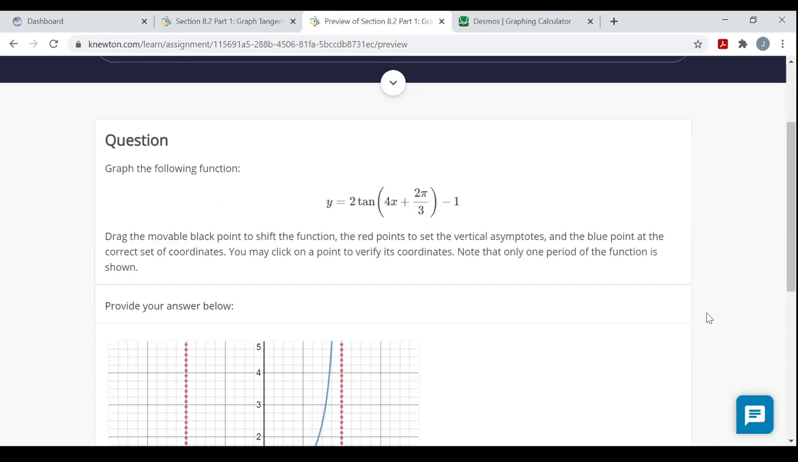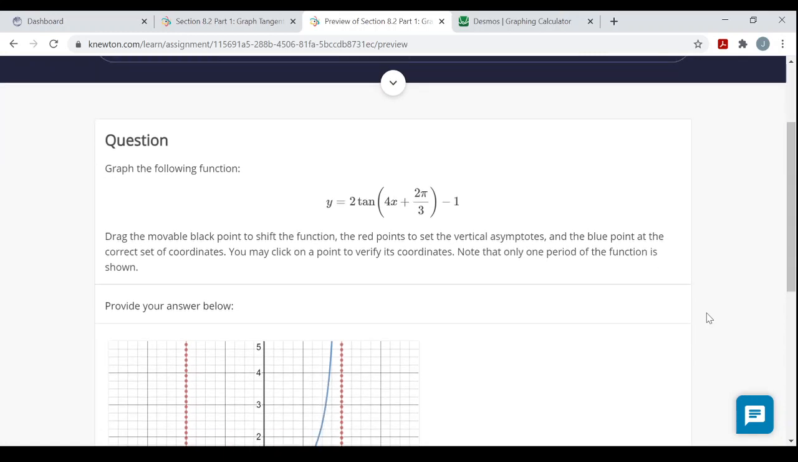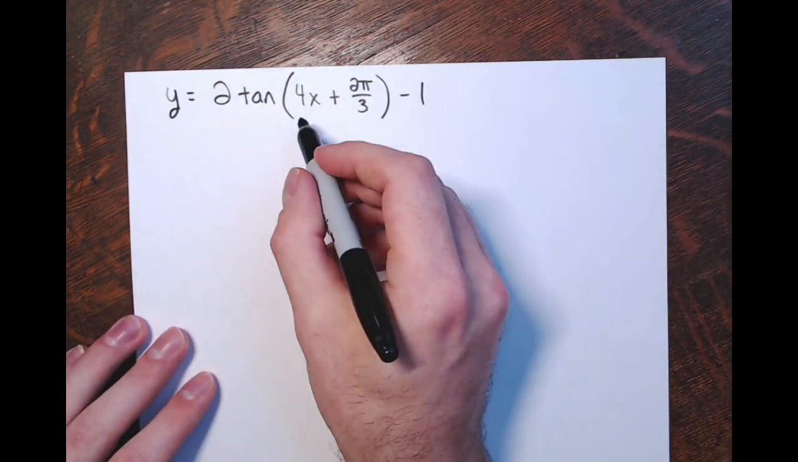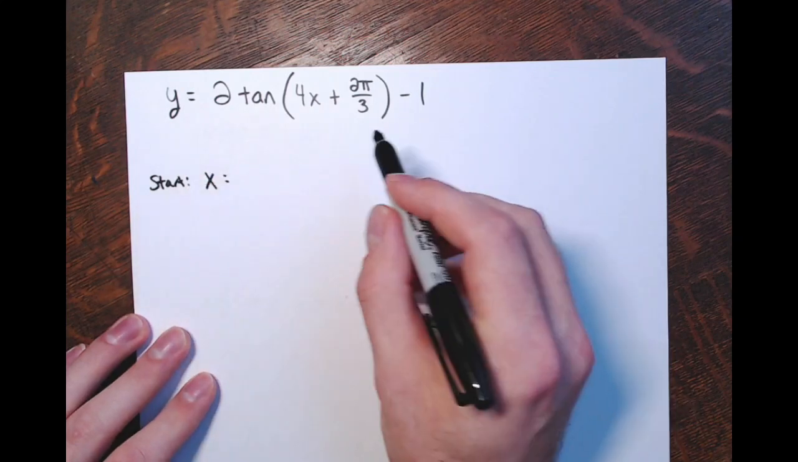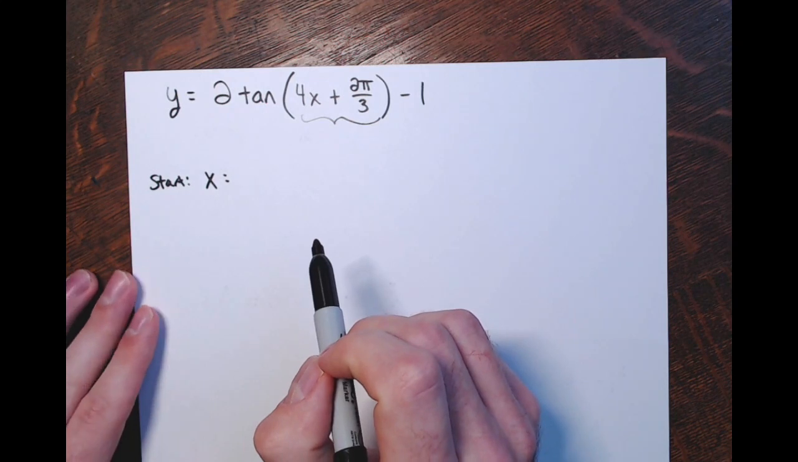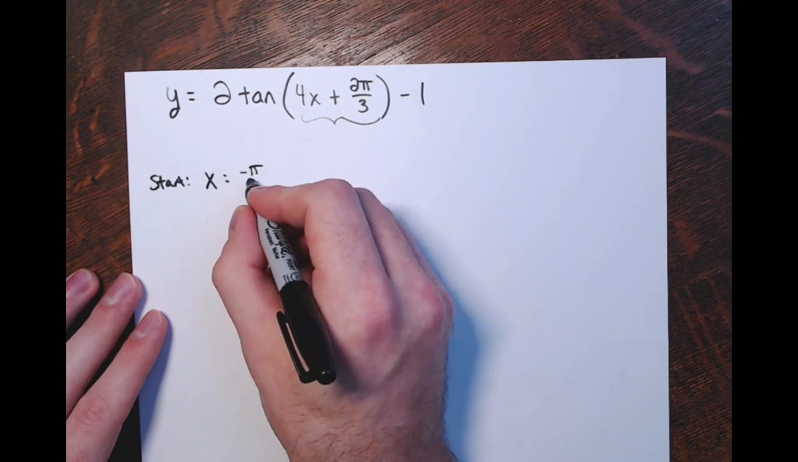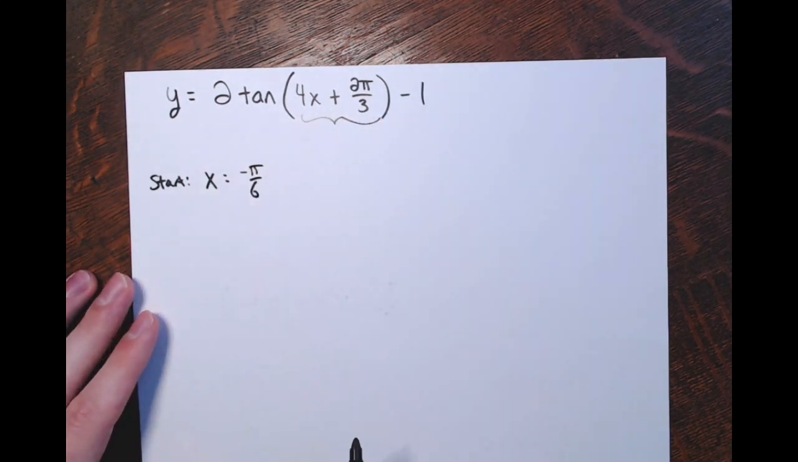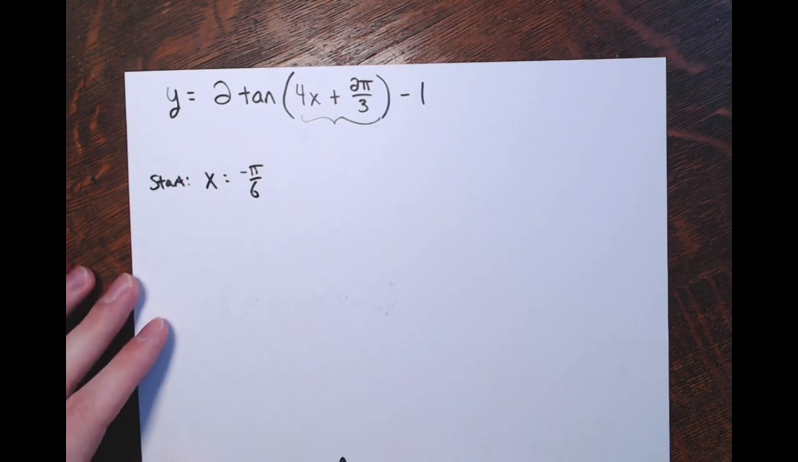Okay, and then here, right, another tangent. All right, I'll draw this one again pretty quick on a piece of paper, and it's a little more complicated. So the first thing, I'm going to start my cycle at x equal to wherever the inside here is equal to 0. Solve for x here. That'd be negative 2 pi over 12 or negative pi over 6, right? If you were to set this expression inside equal to 0, you have to subtract 2 pi over 3 and then divide by 4.